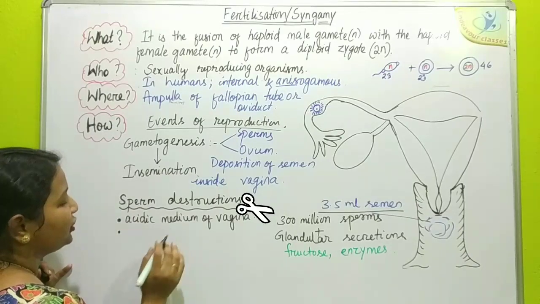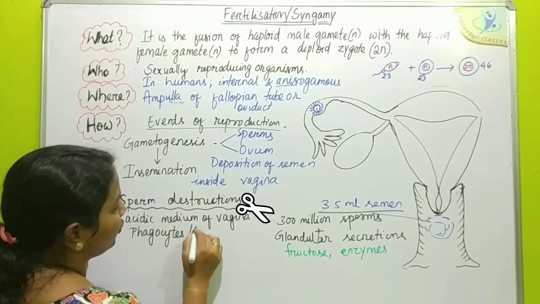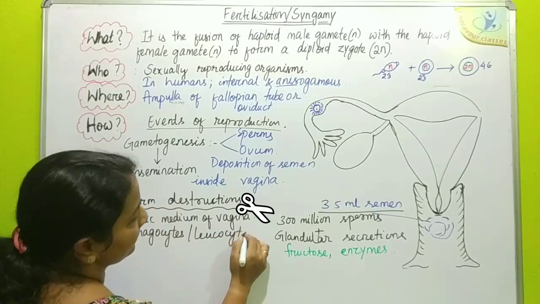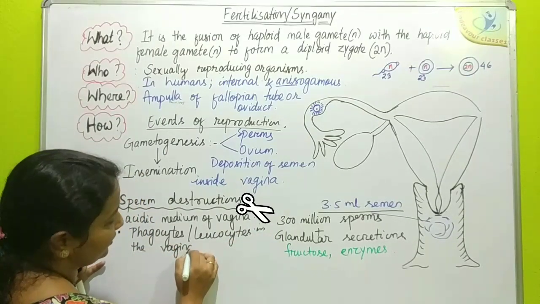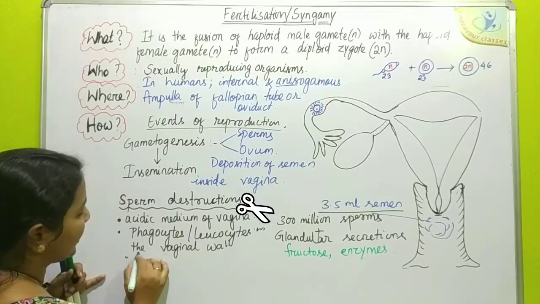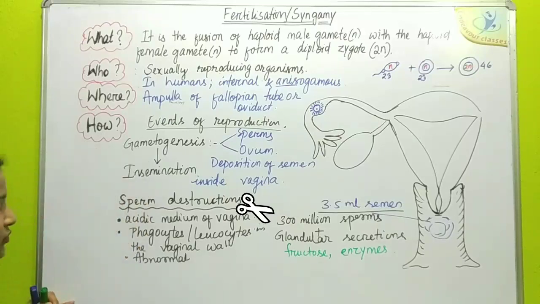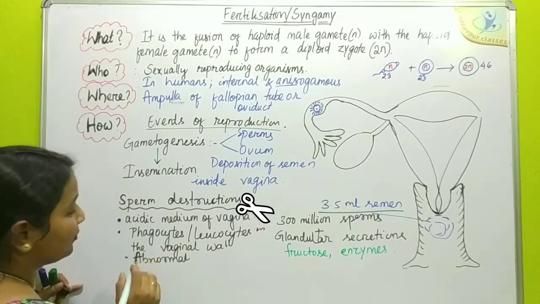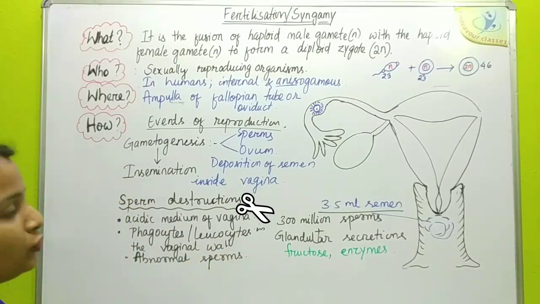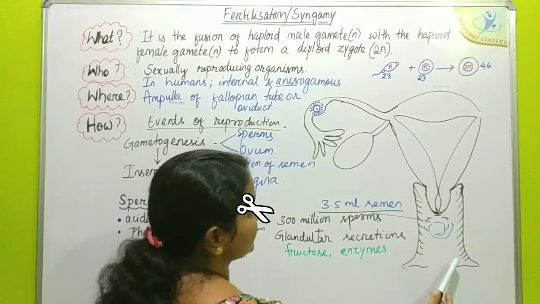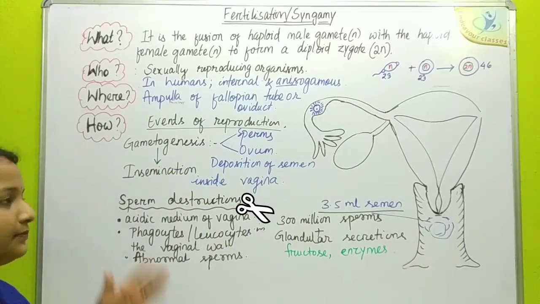Next is due to the presence of phagocytes or leukocytes in the vaginal wall. Next, abnormal sperms are also destroyed. There are so many abnormal cases of sperms, double-headed sperms, genetically abnormal sperms. They are also destroyed. And only about 200 sperms find their way through the uterine cavity to reach the surface of the secondary oocyte.